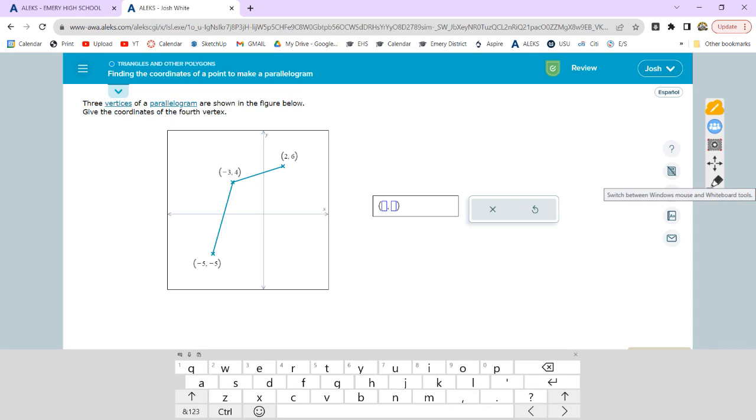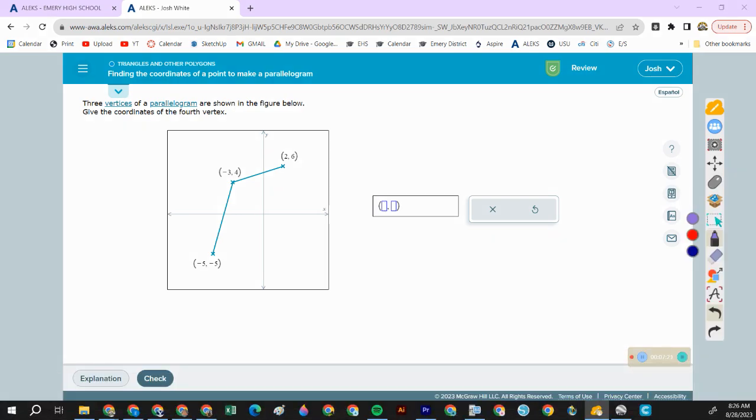Okay. Here we have two sides of a parallelogram, and we need to find the point that would create the other two sides. So it needs to be somewhere in there. How would we find that?